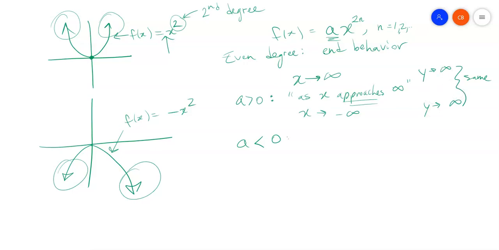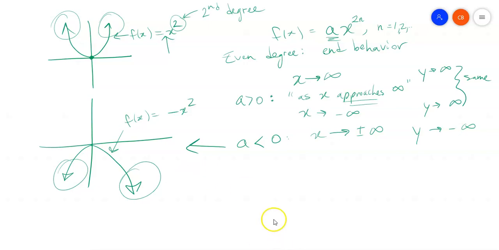And then if the coefficient in the front is negative, we will have the opposite situation, that as x approaches basically positive or negative infinity, it doesn't matter, y will be going towards negative infinity. And that's the case that we see right here. And so we will have that for the even degree polynomials, they either will have both arrows going up or both arrows going down.